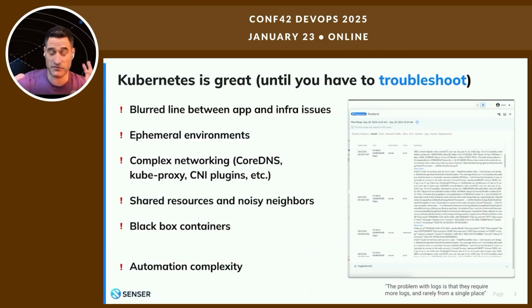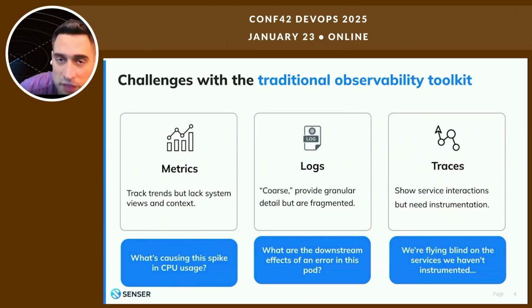So I think in very high terms, that should give you a glance at the different elements which are the cause of complexity with regard to troubleshooting. We gave an example of logs on the right-hand side. I think logs are a very good example when speaking about distributed environments, because you're looking at a single point in time in a single element. And I always say it, the problem with logs is that they require more logs, and rarely in the same place. The challenges with the observability toolkits as they exist today.